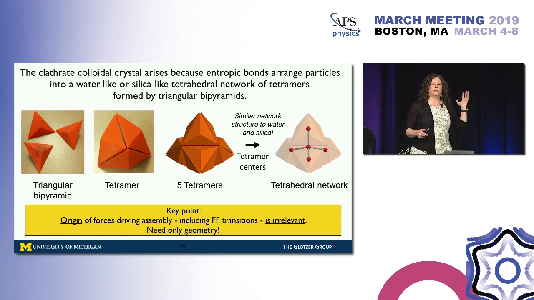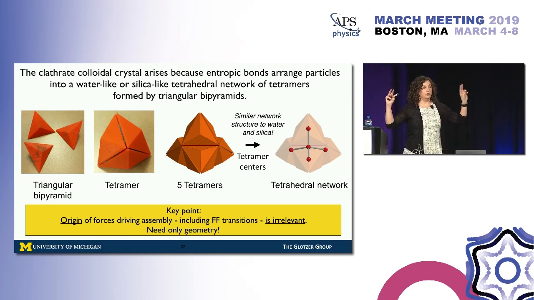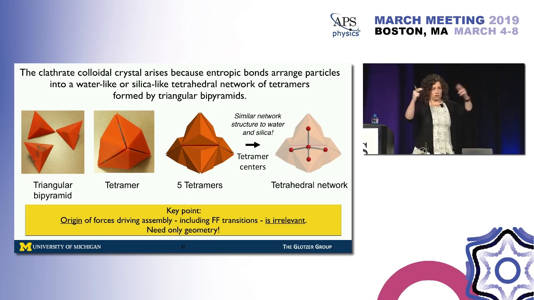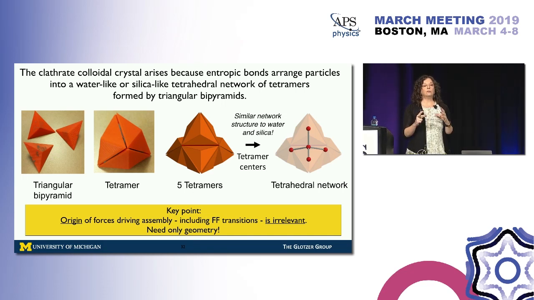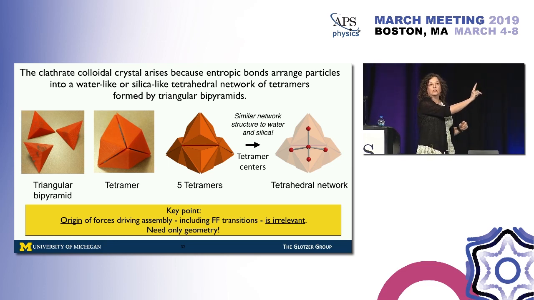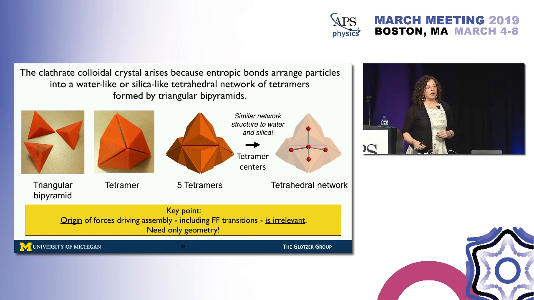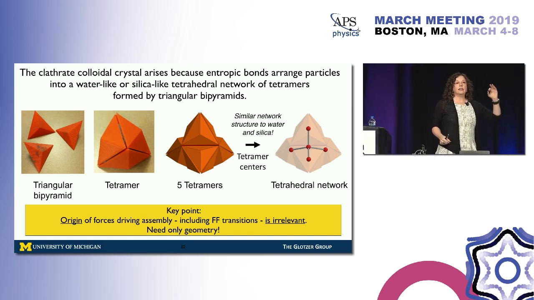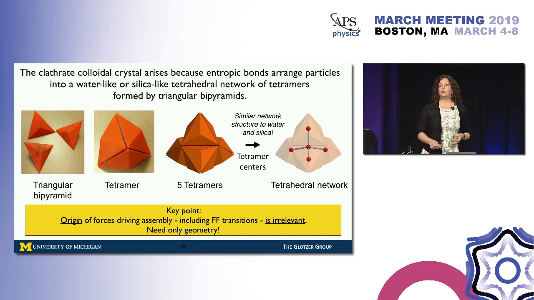In our systems, it's arising because, and I'll use the word entropic bonds before justifying them, the entropic bonds are arranging particles into a water-like or silica-like tetrahedral network of tetramers. This is a tetramer, and when five of these tetramers get together, that's like the water molecule or the silicon molecule that then makes these clathrate-like structures. The key point here is that the origin of the forces that's driving assembly into the clathrate structure, including that's driving these fluid-fluid transitions, is irrelevant. All you need here is geometry.